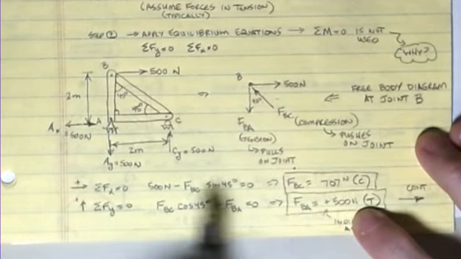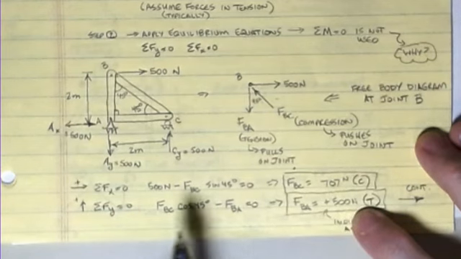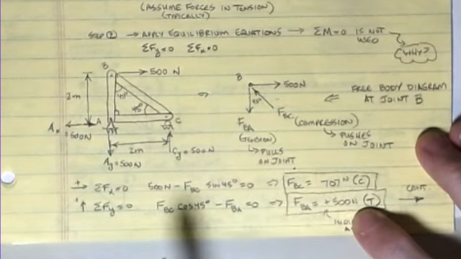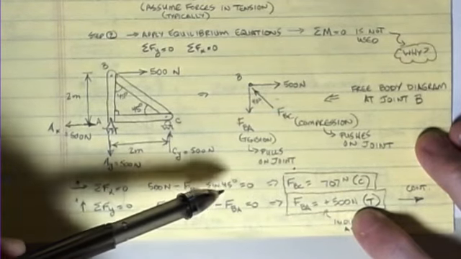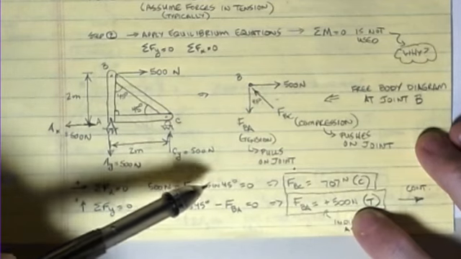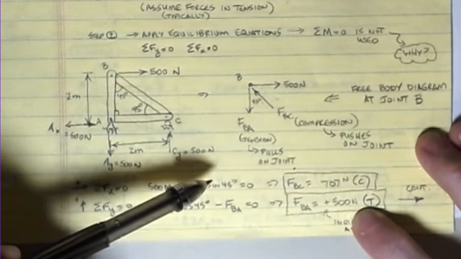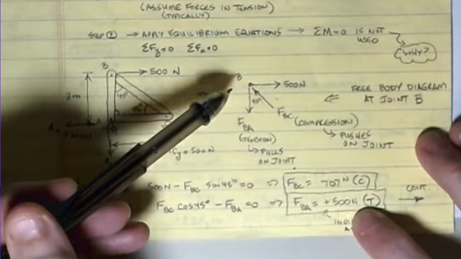Once I do that, I can solve for FBC being 707 Newtons. And when I do that, the math tells me that FBC is a positive value. This is where I have to be a little bit careful. I typically try to assume things are in tension, but I didn't do it. And when I get a positive value, positive doesn't tell you it's tension. It tells you that what you drew on this picture was correct.